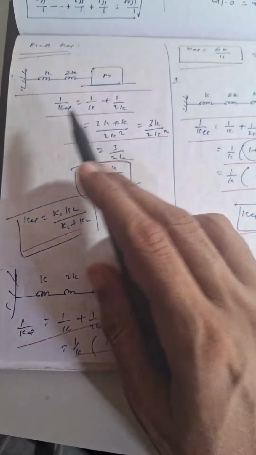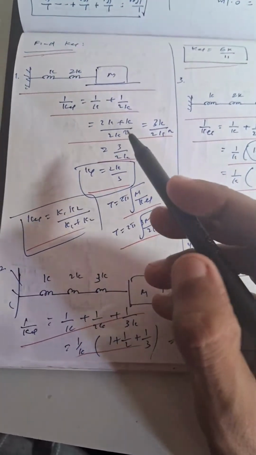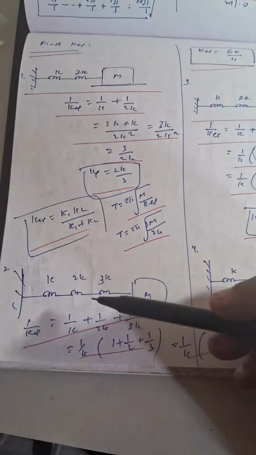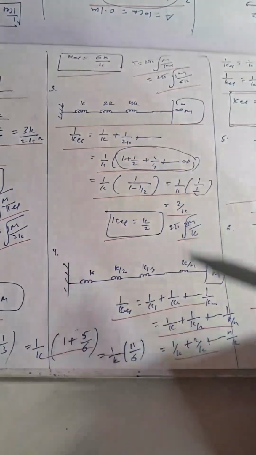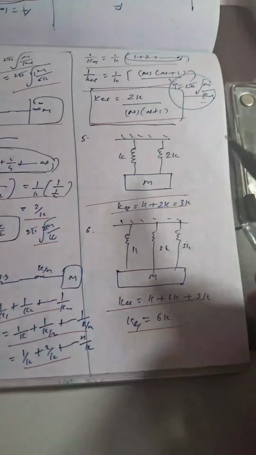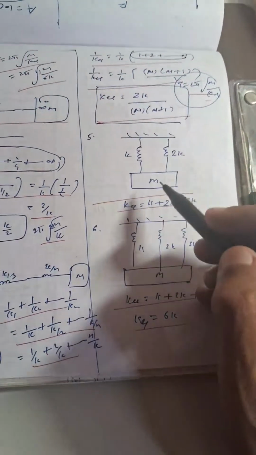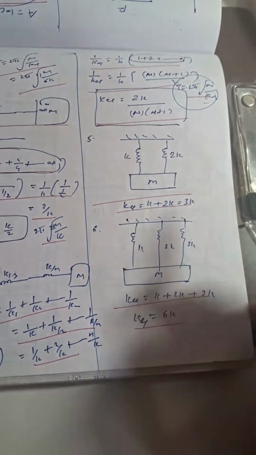Then we have another problem based on K equivalent of springs in series and parallel combination. So these are various questions based on them. Infinite series problem in different cases. Then we have calculations of K equivalent in different cases over here.